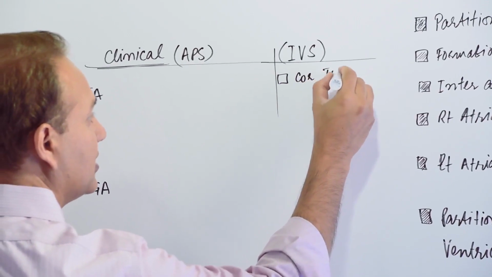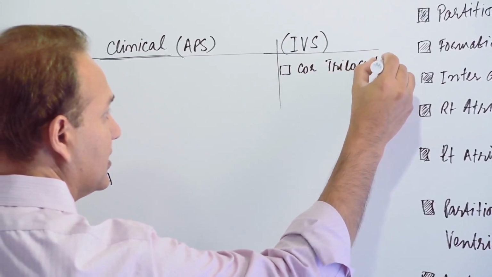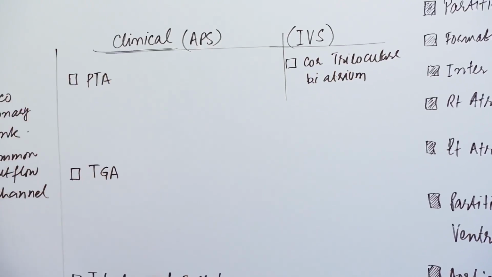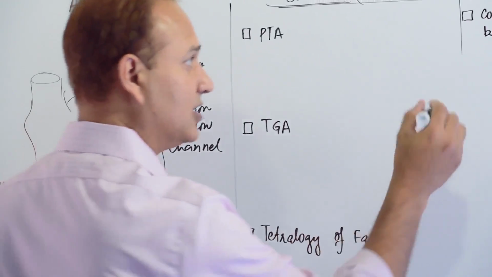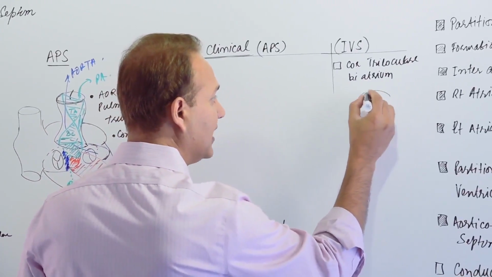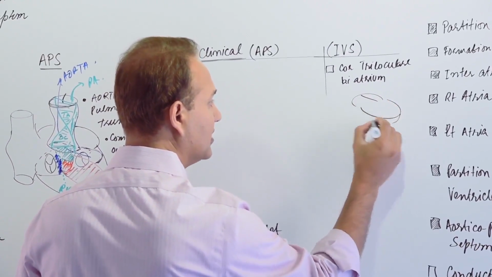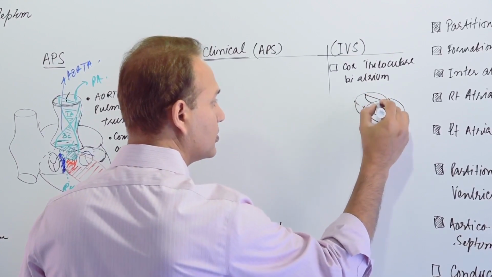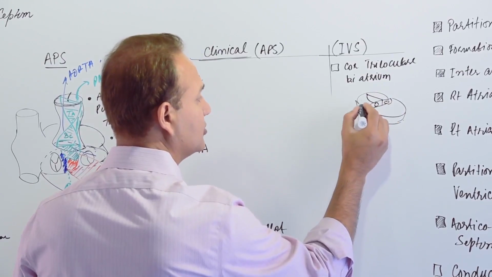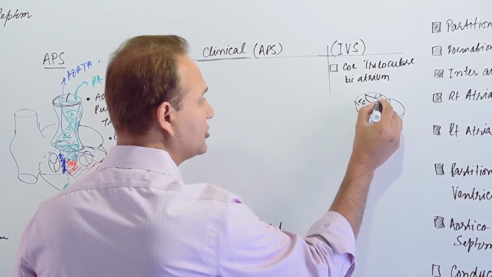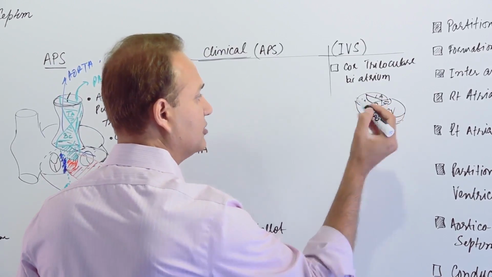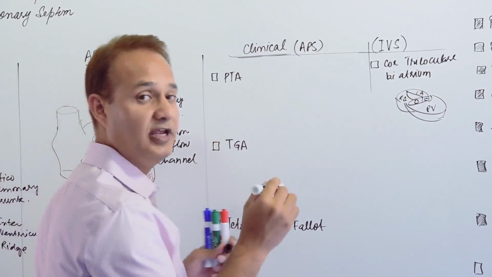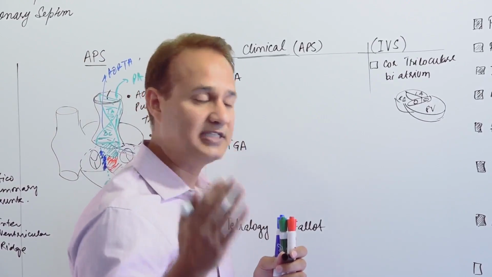cor triloculare biatriatum. So what that means is, it's a 3-chambered heart, cor triloculare, but the atriums are 2. So if I make the heart like this, there are 2 atriums but 1 ventricle. So right atrium, left atrium, and a common primordial ventricle. So that is cor triloculare biatriatum. This is the failure of development of the interventricular septum.